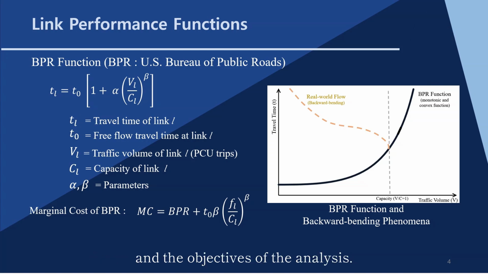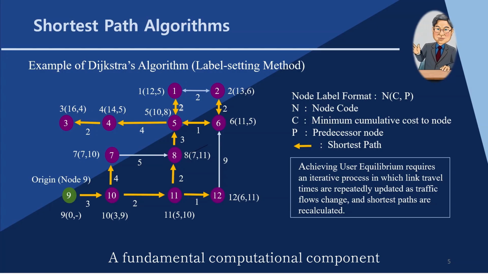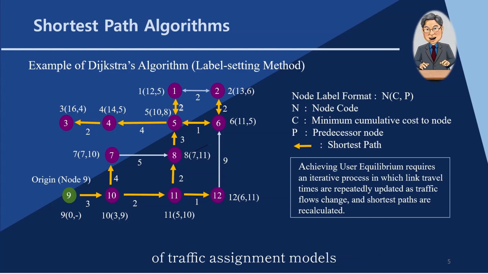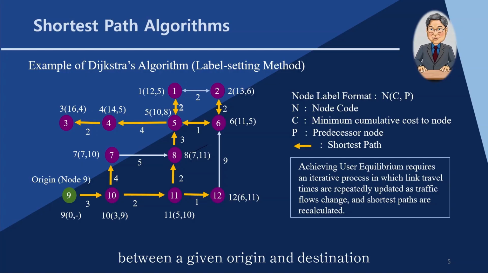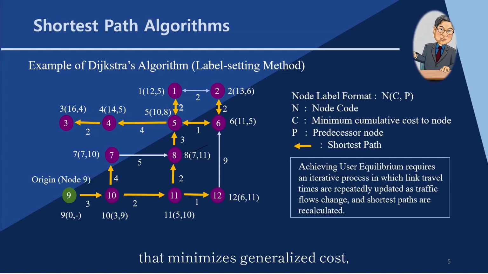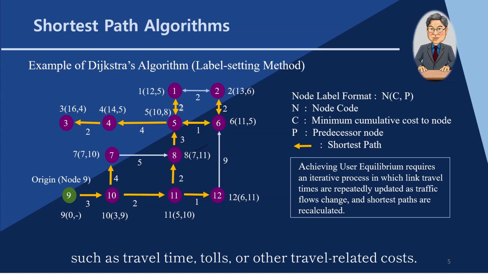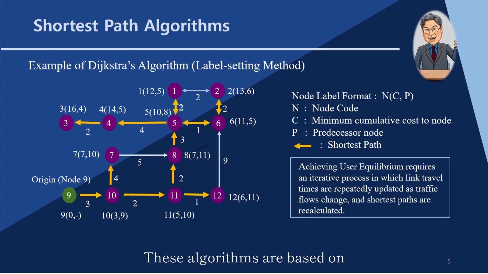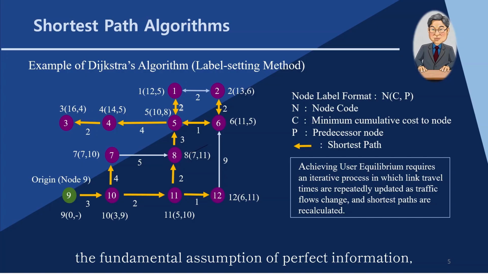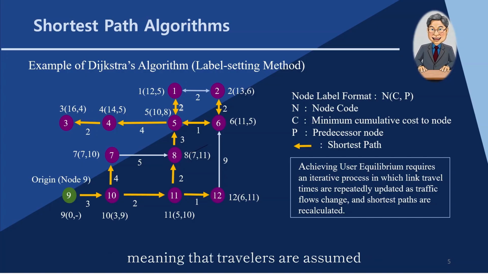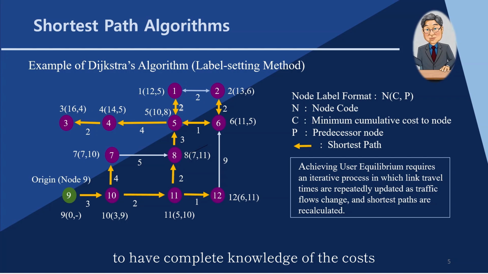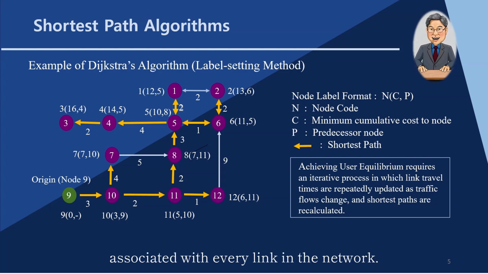A fundamental computational component of traffic assignment models is the shortest path algorithm. This algorithm identifies the route between a given origin and destination that minimizes generalized cost, such as travel time, tolls, or other travel-related costs. These algorithms are based on the fundamental assumption of perfect information, meaning that travelers are assumed to have complete knowledge of the costs associated with every link in the network.